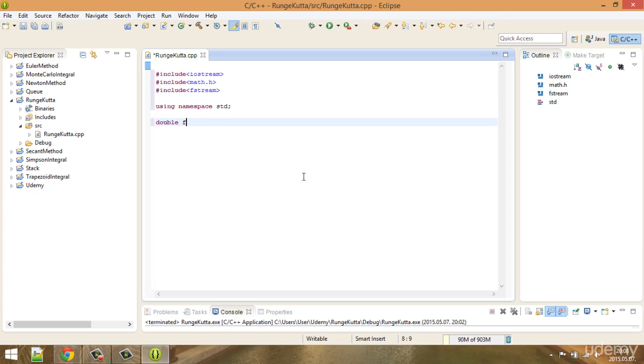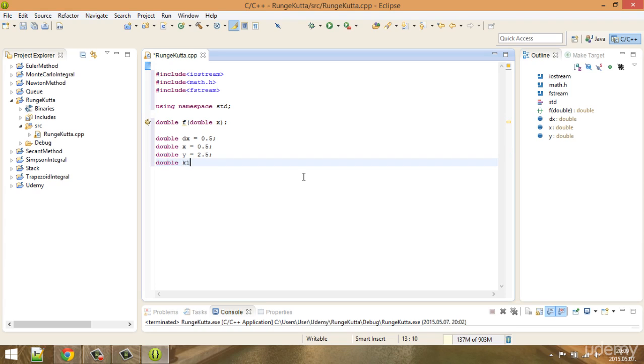We will have a function we want to integrate. So double x, double y. We don't even have y, it's going to be just one parameter. So we will have a double dx equal to 0.5. We will have a double x equal to 0.5. We will have a double y equal to 2.5. It's going to be the starting point.